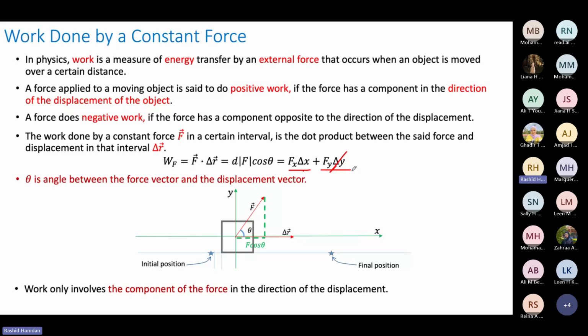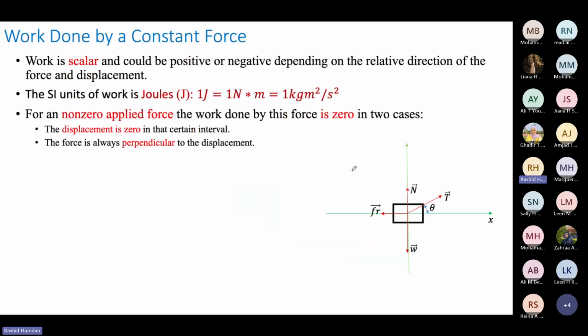So now let's see about this work. Work is a scalar quantity. It's not a vector. It doesn't have direction. It could be positive or negative, depending on the relation between the direction of the force and the displacement. Remember, we are defining the work done by the force F over an interval. So we have to be very specific: we're talking about a certain force, and an interval between initial and final position. Work is an interval quantity.